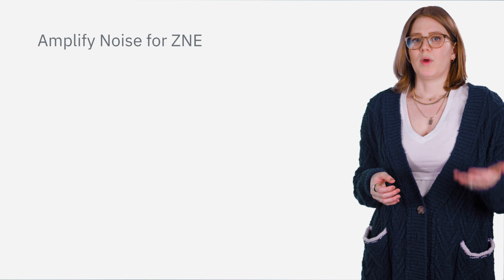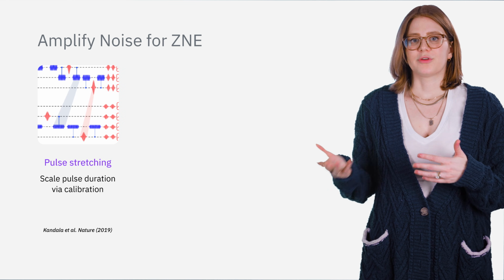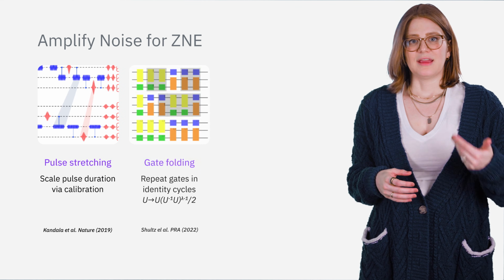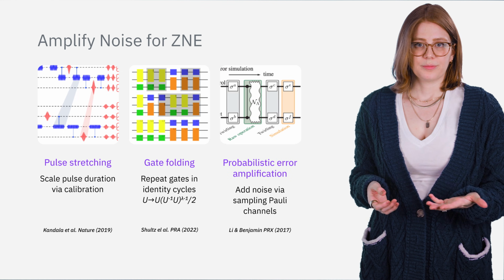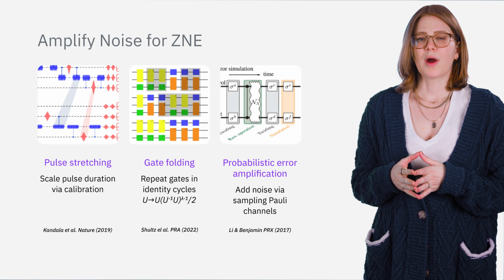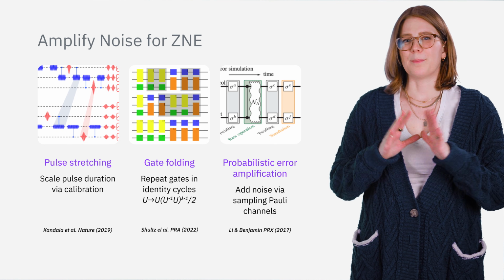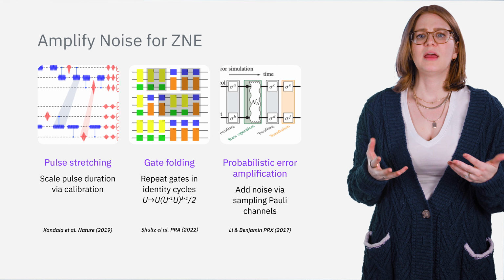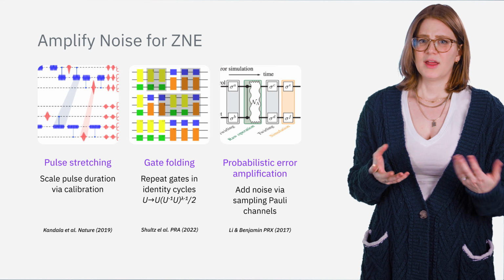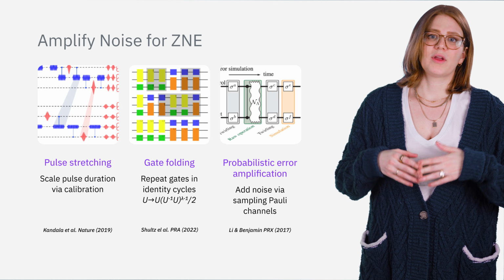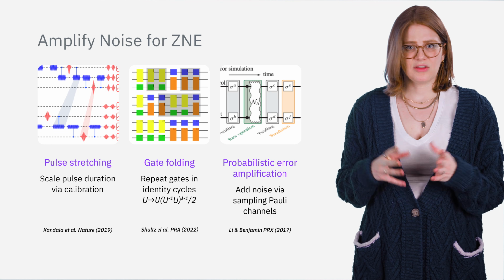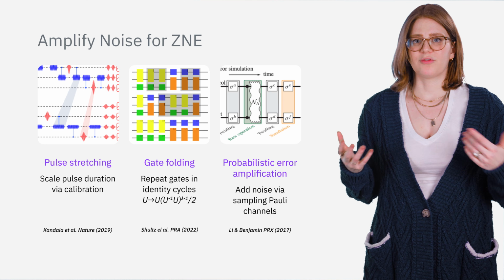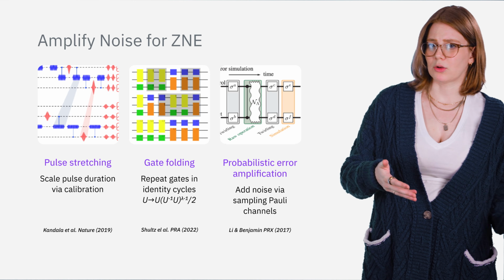There are 3 common ways error amplification is implemented for ZNE. Scale pulse duration via calibration, repeat gates in identity cycles, and adding noise via sampling Pauli channels. We call the latter PEA. Probabilistic error amplification is the best choice here because pulse stretching is very computationally costly. Gate folding lacks theoretical guarantees in preserving noise bias, but PEA can be applied to any circuit that can be run with native noise factors, but requires learning the noise model.